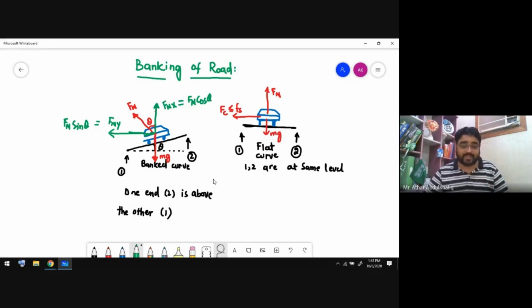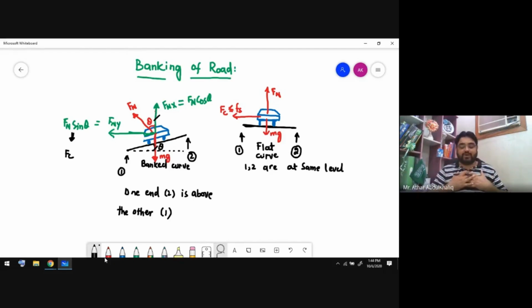Now just tell me, if you look at the figure, this Fn cosine theta is now balanced by mg. So the car is not moving up, not going down. The car is taking a turn because of this Fn sine theta. So when you have a banked curve, this Fn sine theta will provide you centripetal force. Now, when the curve is banked, you don't need friction.